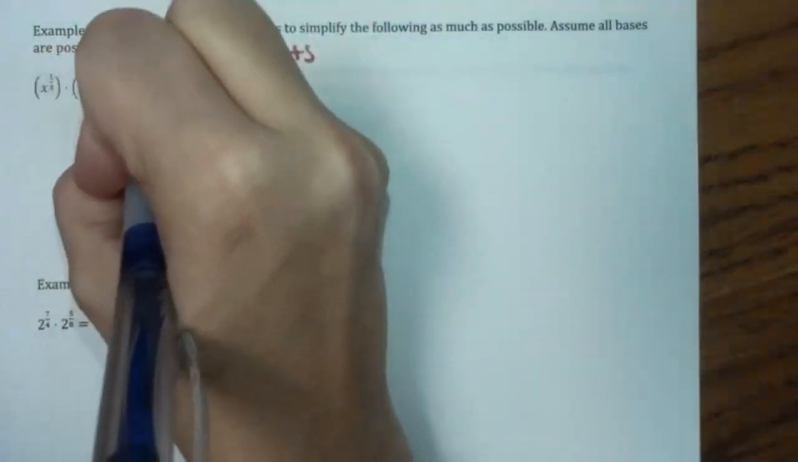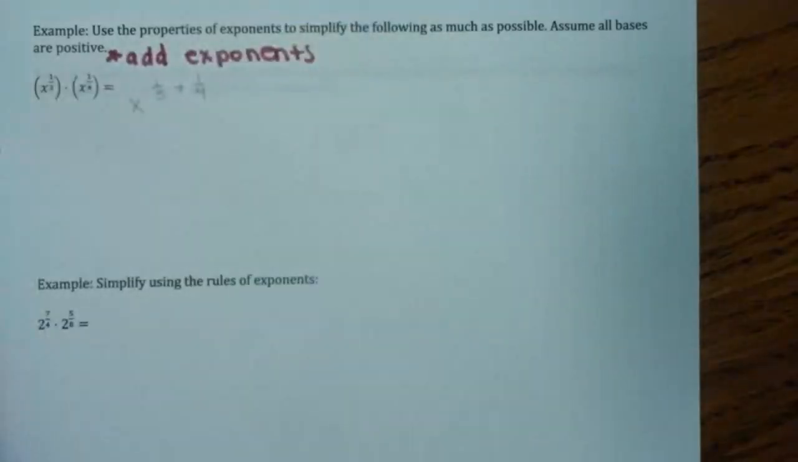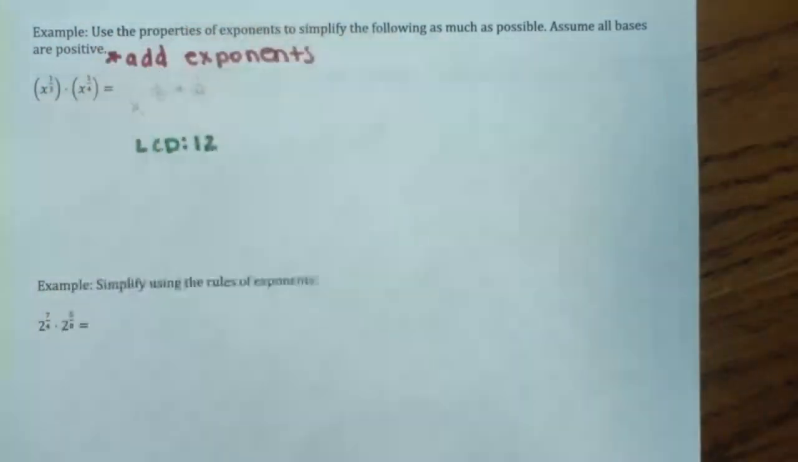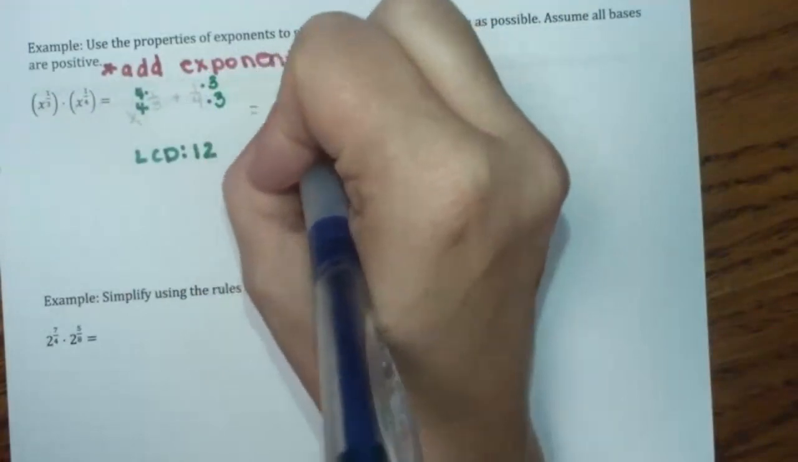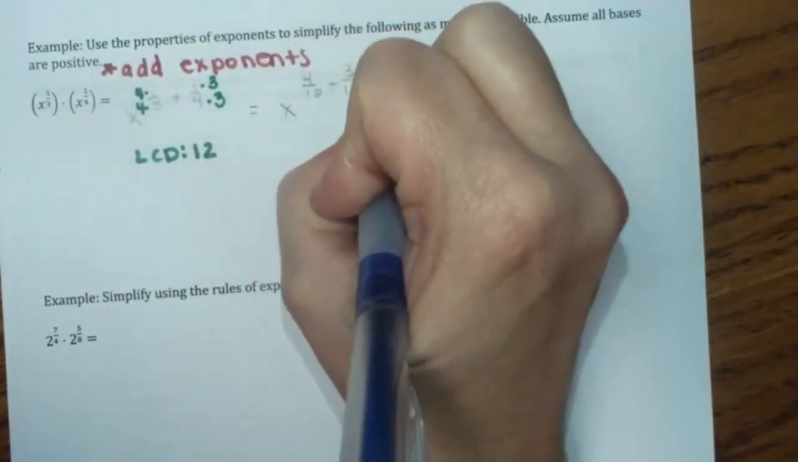So I have x to the 1/3 plus 1/4. I need to get a common denominator. So if I have 4 and 3 as my denominator, my common denominator could be 12. I can make this first fraction have a denominator of 12 by multiplying the top and the bottom by 4. I can make the second fraction have a denominator of 12 by multiplying the top and the bottom by 3. That'll leave us with x to the 4 over 12 power plus 3 over 12.